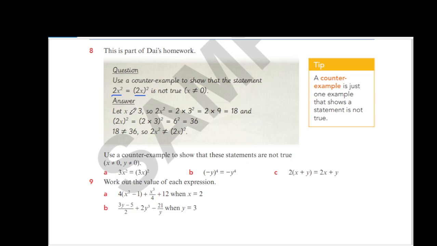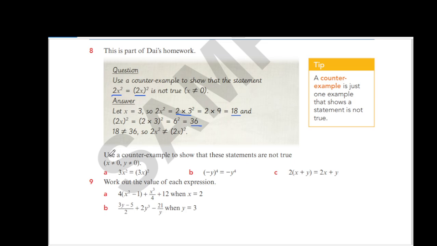So first we can assume x is equal to 3, and putting x is equal to 3, 2 into 3 will be 6, 6 square will be 36. And in the other expression, 2 into 3 square: 3 square is 9, 9 into 2 is 18. 18 and 36 are not equal. So Dia is correct that 2x square is not equal to 2x whole square.